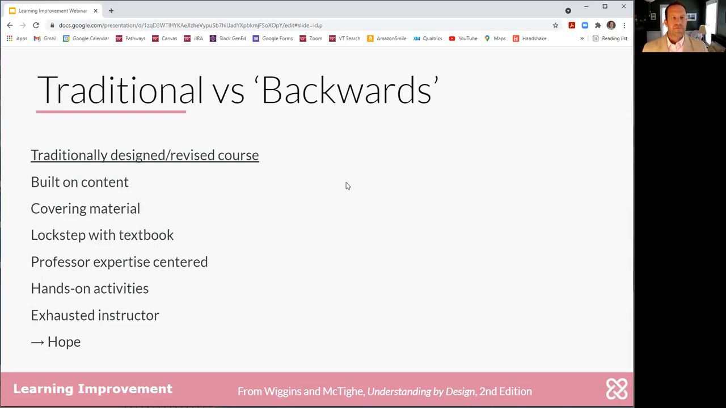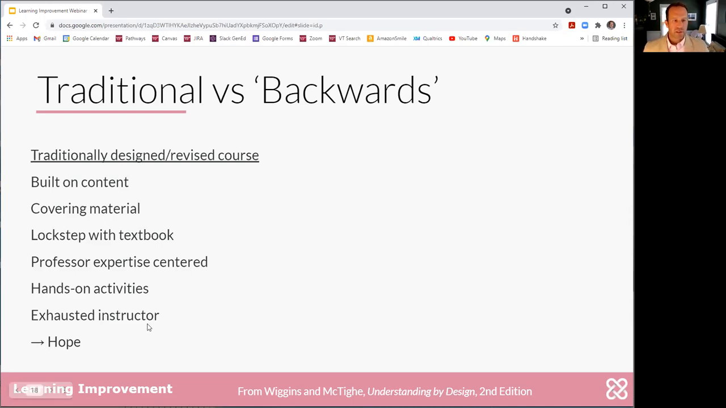It's very professor expertise centered. Here's the stuff I know. Here's the stuff I love. I will make sure that's in the course. There's hands-on activities. I'll talk about in a second of why that's not good or bad. There's just, okay, there's something hands-on. In this case, in biology, there's a lab. Okay. Does that lab match the lecture in any way? Does it support it? We'll get to that.